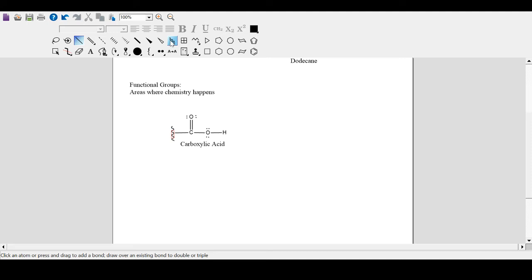Another one that I want to show you looks a little bit like a carboxylic acid, but it's missing that double bond to the oxygen. So if you have a carbon bound to an OH with just the OH, not the other carbon, but if you have something that looks like that, that is a functional group called an alcohol. Okay.